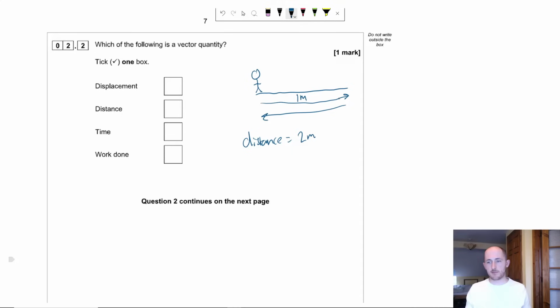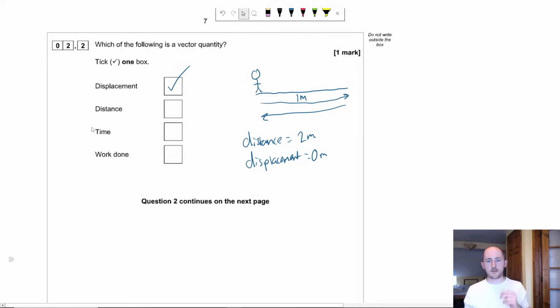But what's my displacement? Well, displacement is distance in a given direction. It's the total how far away you are from your starting point. So I've gone 1 meter away and then 1 meter back, how far away am I from the starting point? 0 meters. Okay? So displacement is a vector, whereas distance is a scalar. It only gives a size.